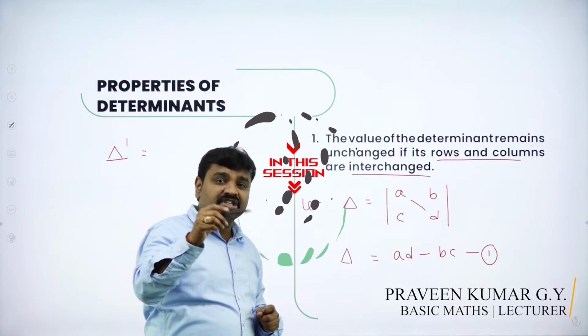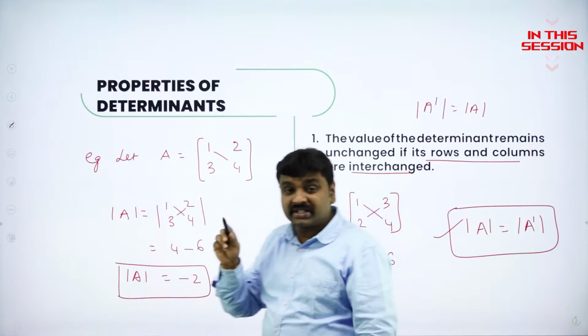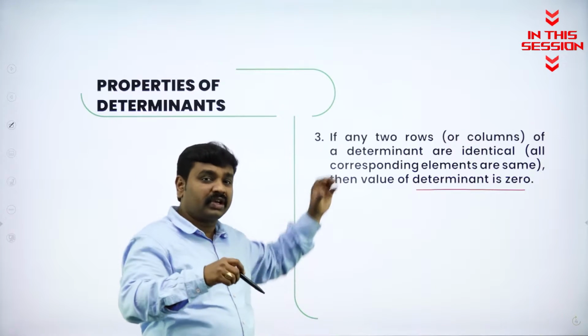Determinant obtained by interchanging rows and columns. The value of determinant remains unchanged, or you can reduce the given problem to any one of the property.